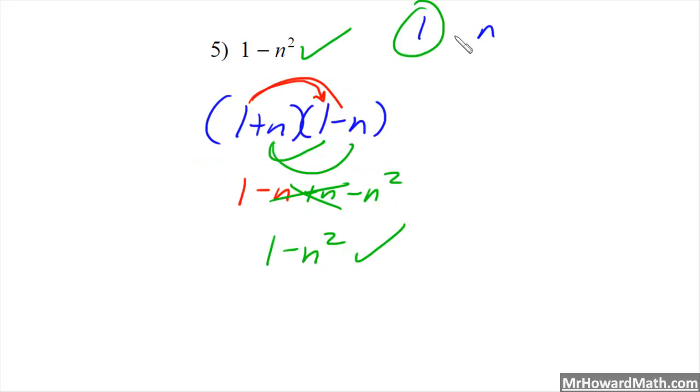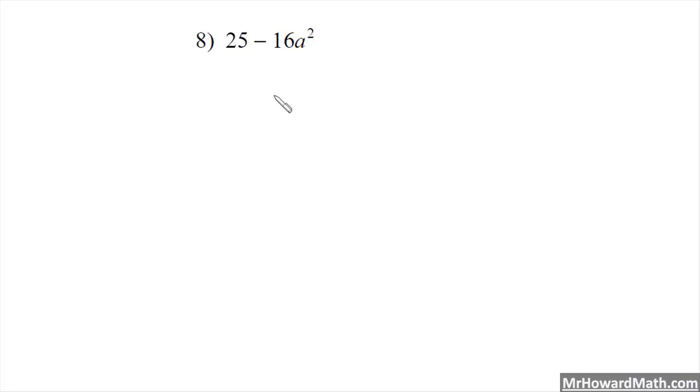Square root of 1 is 1. Square root of n squared is n. Add them in one, subtract them in the other. Alright, last one for this video. So we are looking for this special difference of two squares pattern. And it doesn't matter if the a squared term is first or last. It doesn't matter. It'll still work. So we look at this. There are two of them. Check. We're taking the difference. Check. And when I look at these, they both have perfect square roots.